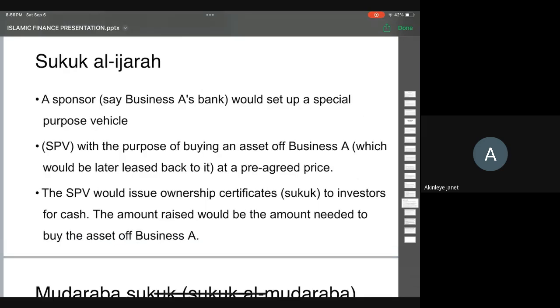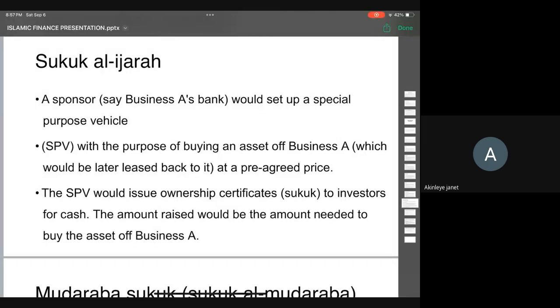Sukuk al-Ijara: a sponsor, say a business A, such as a bank, sets up a special purpose vehicle, SPV, for the purpose of buying an asset of business A, which will be later leased back to it at a pre-agreed price. This Sukuk is just anything that will make the asset generate income to me, it is just revolving around this Sukuk.